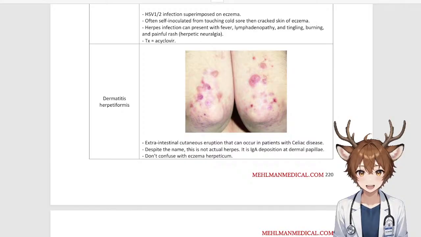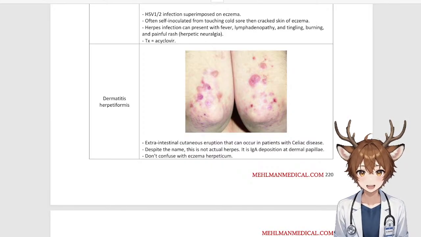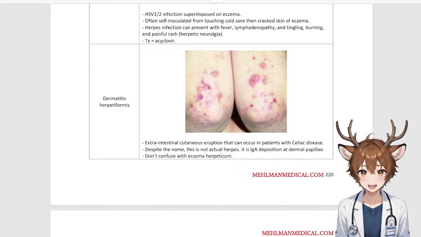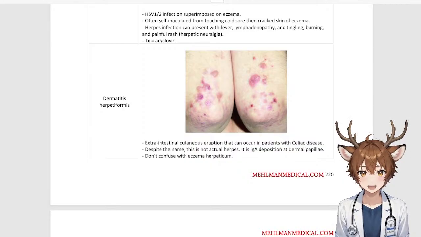Dermatitis herpetiformis. So you can see the picture right there. It is an extraintestinal cutaneous eruption that occurs in patients with celiac disease. Despite the name, it is not actually herpes. It is IgA deposition at the dermal papillae. Do not confuse with eczema herpeticum.